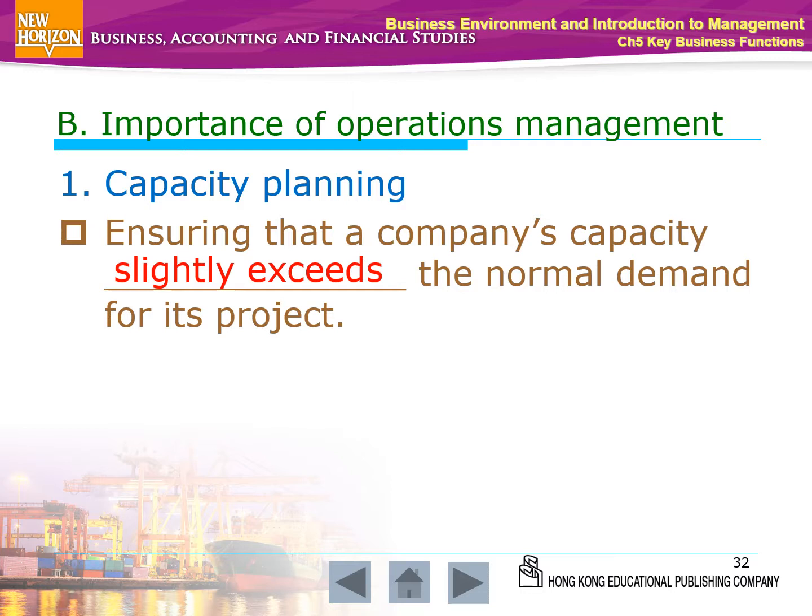Because the 900 hamburgers left at the end of the day become useless. It is a waste of resources, a waste of money. If you are the operations manager, you will be killed by the top manager, right? So you try to keep a little bit higher capacity than a normal demand. That means if 100 is the normal demand, you try to keep 110, okay, to meet a slightly higher demand for the project.